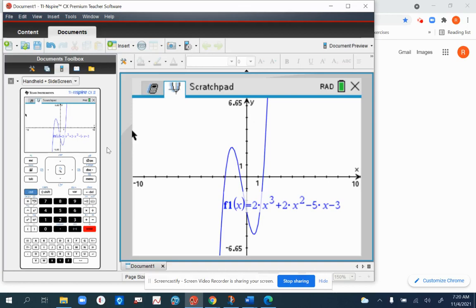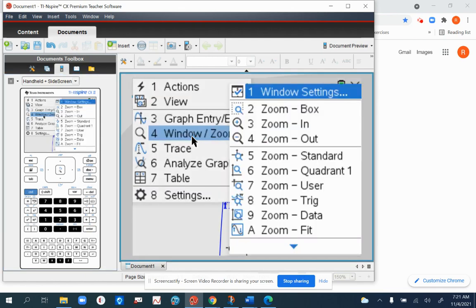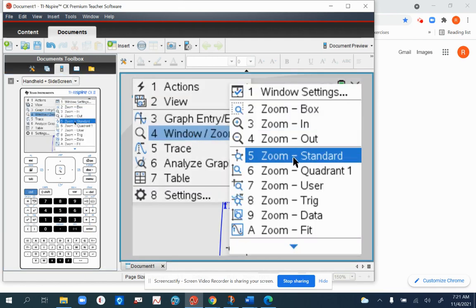Right, hi. So what I've done is I've typed in a random graph, to be honest, a random cubic. We can see it's quite nice, got a nice lovely shape there. One thing you might want to do sometimes is go into your window and you can try to adjust your settings if it doesn't fit.